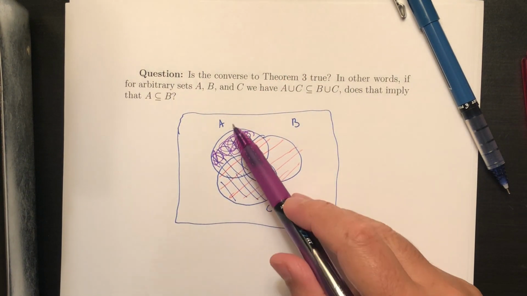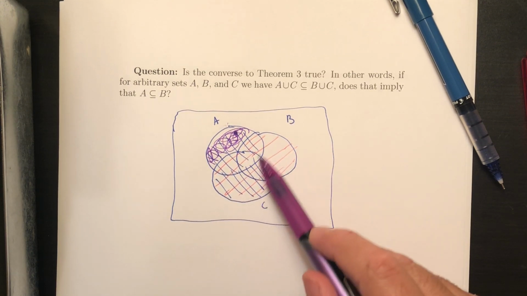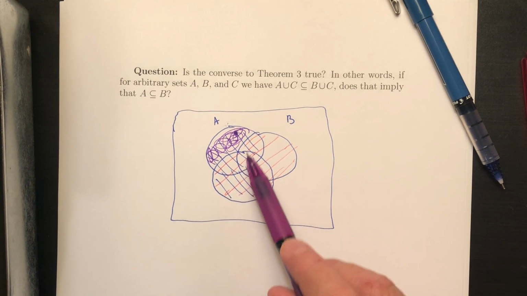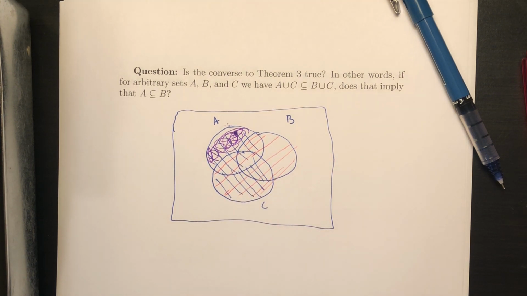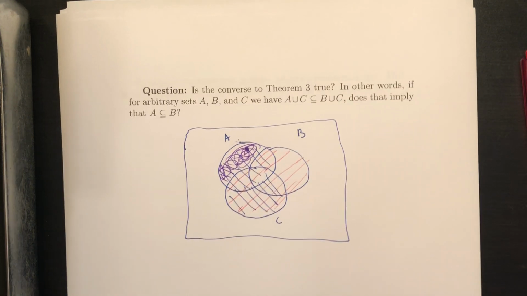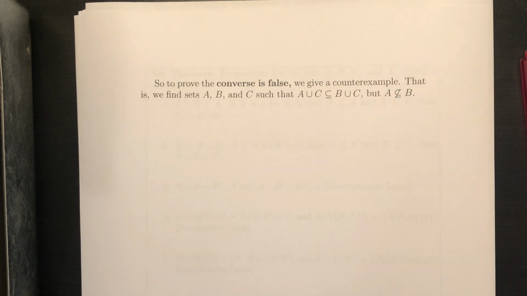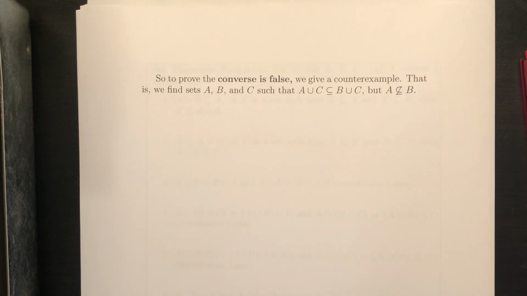But does that necessarily mean that all of A lies within the B circle? No, not necessarily, right? The rest of A could all lie within the C circle instead. So I'm not entirely convinced by the Venn diagram that this is going to be the case. And what would it mean to show that the converse is false? Well, we'd have to give a counterexample.